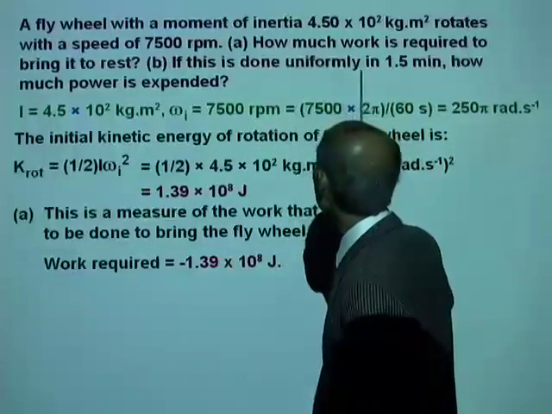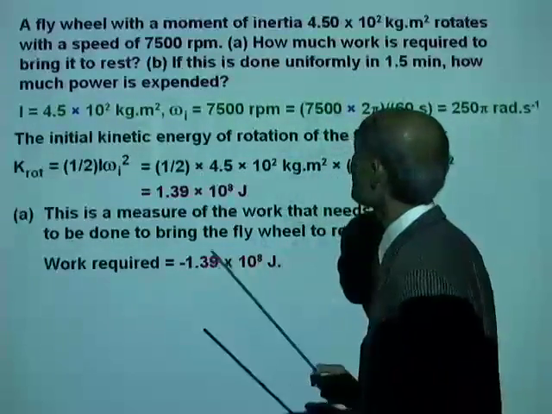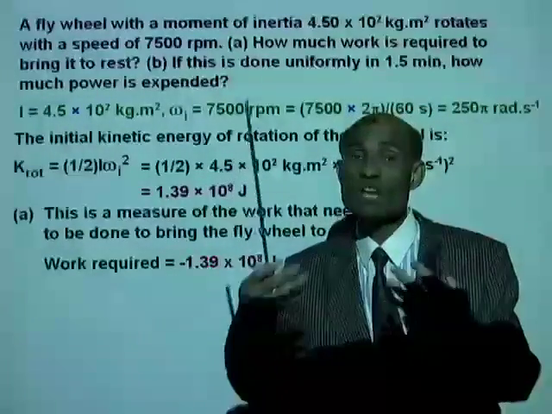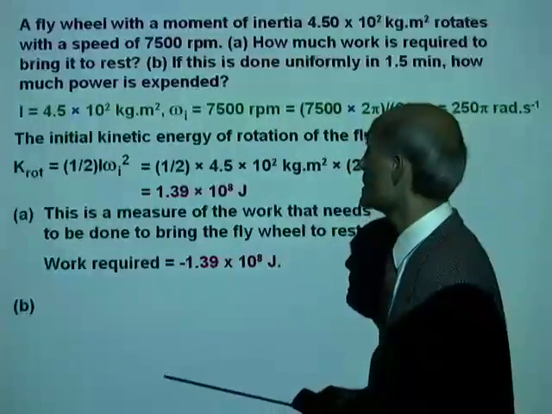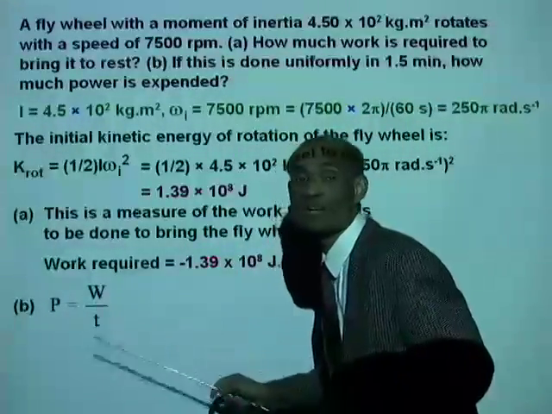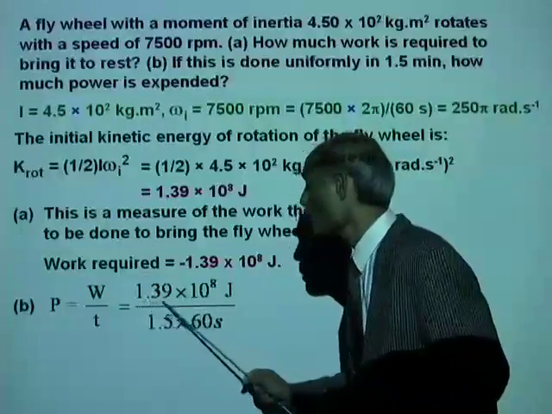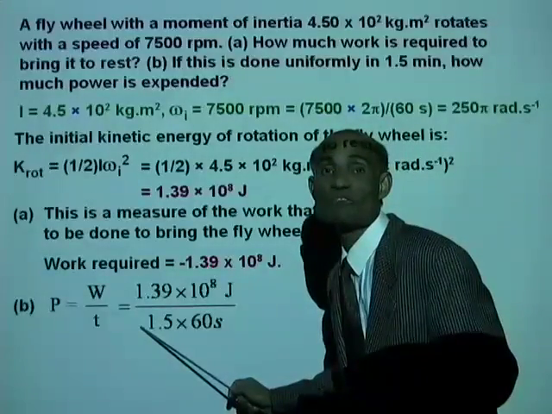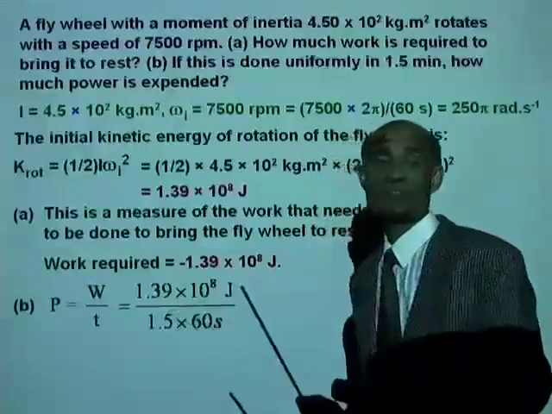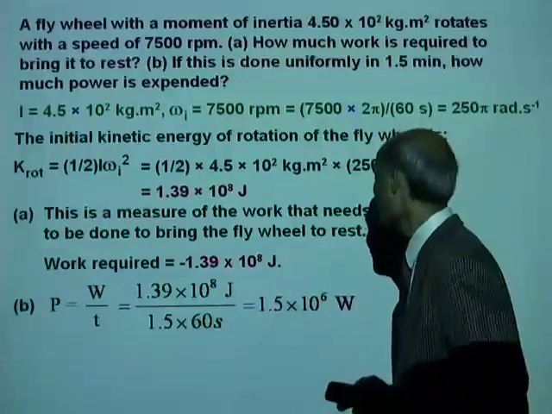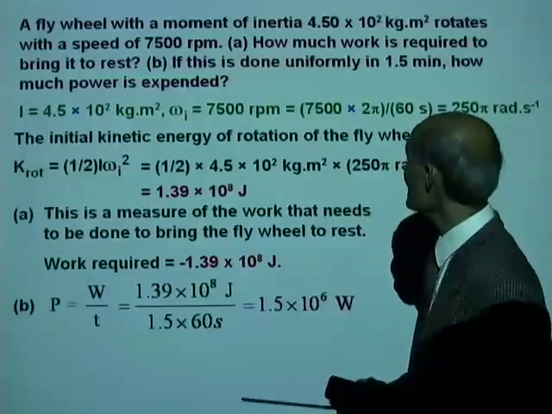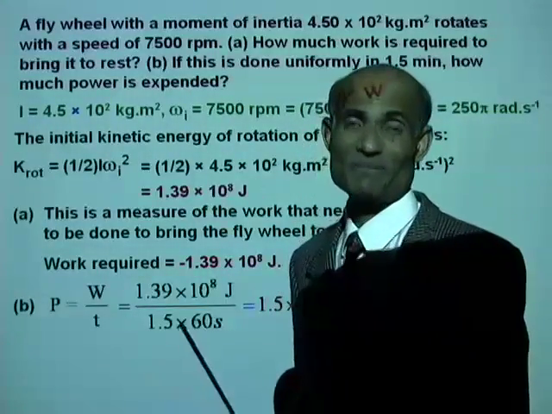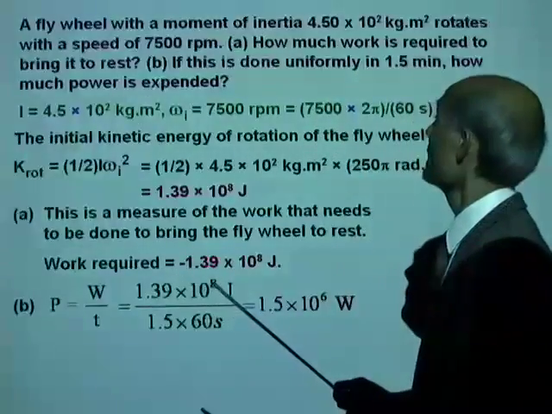Alright, if this work is done in 1.5 minutes, how much power is expended? Power is the rate at which work is being done. Power is work done divided by the time. 1.39 times 10 to the 8 joules of work is done in 1.5 minutes, 1.5 times 60 seconds. That is 1.5 times 10 to the 6 watt is the power developed or the power expended. Okay, let's do another one.